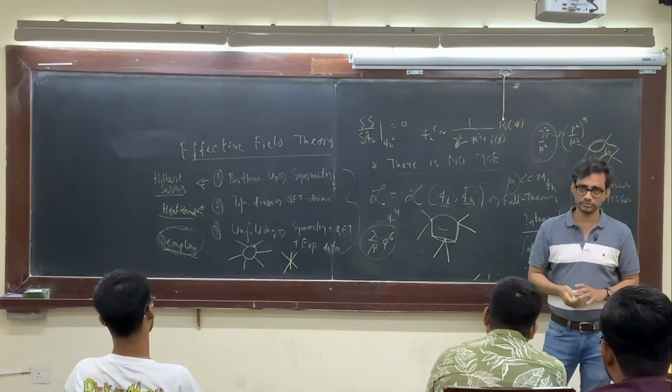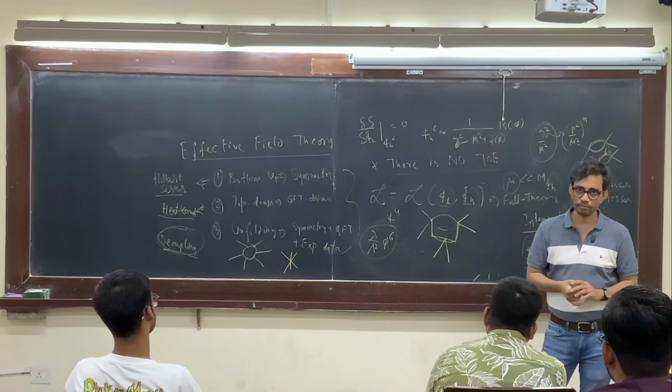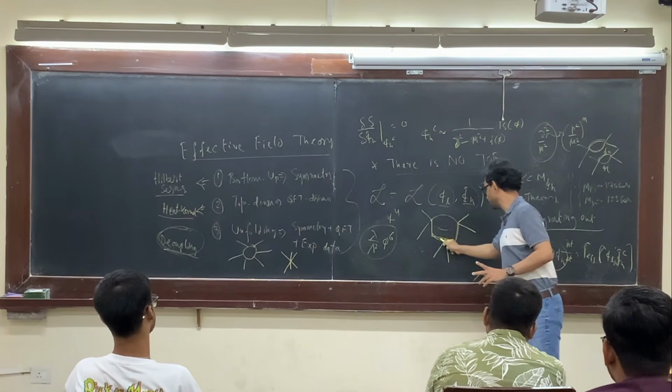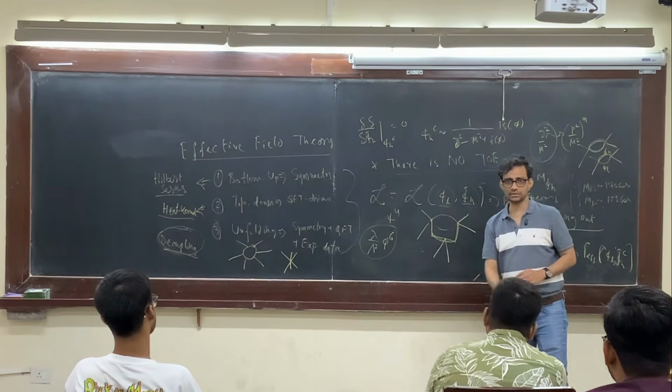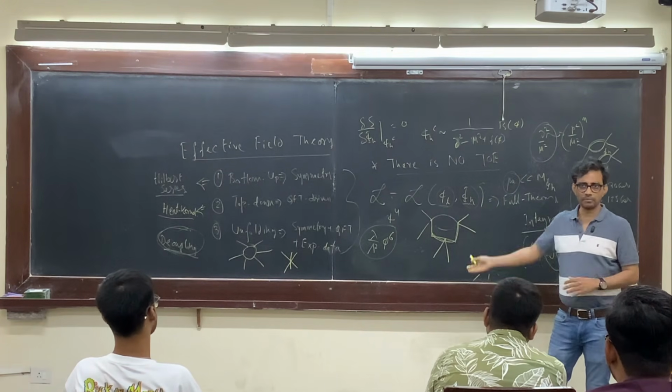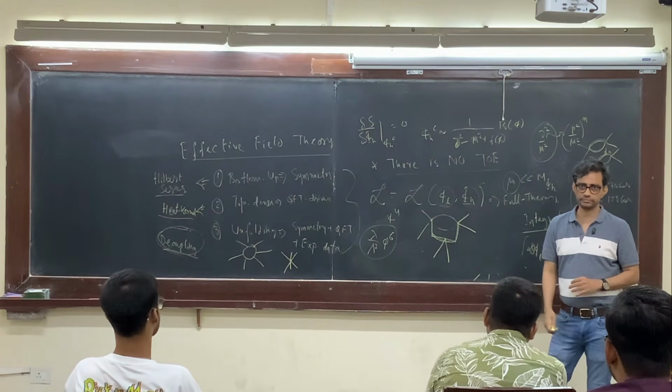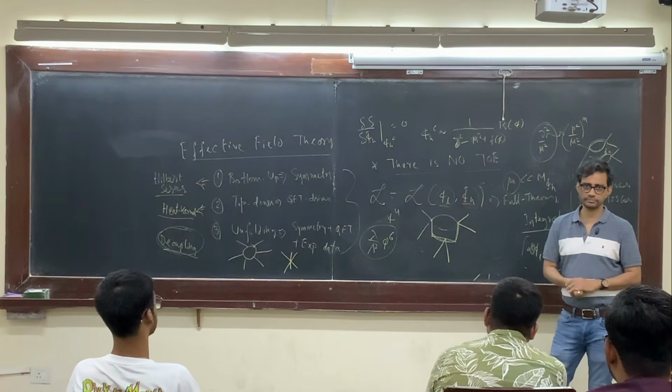I was trying to think what diagram would give a phi 6 type correction. What diagram gives you phi 6 type? This kind of phi 4 correction diagram will give you the phi 6 correction, but this is a convergent diagram. This is finite.